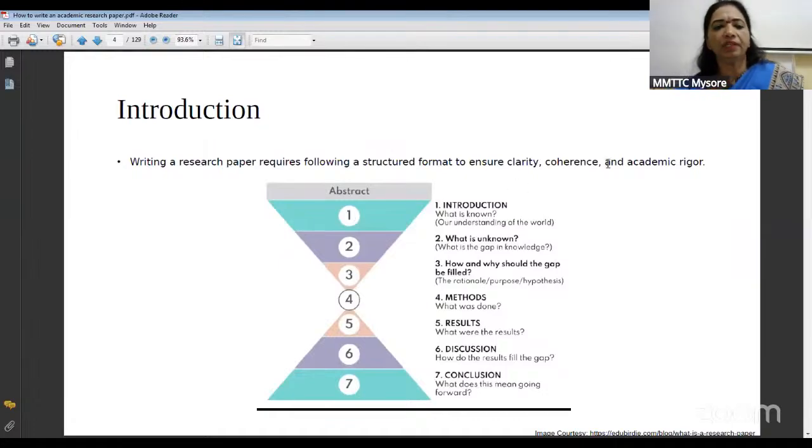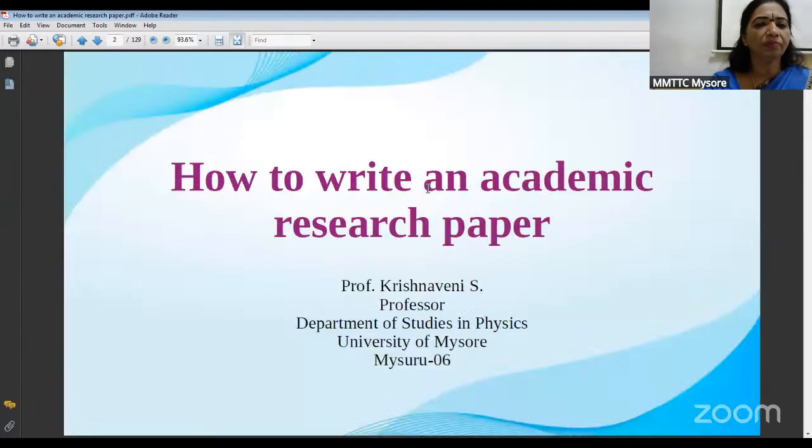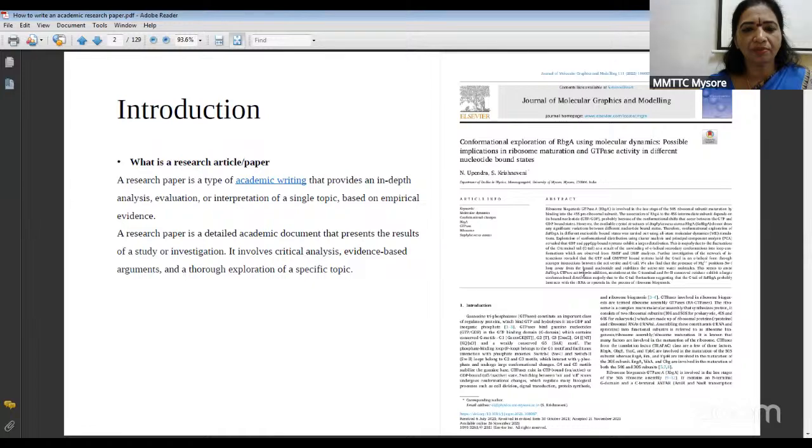So writing a research paper requires some structural format, or some standard format, to write an academic research paper. So what are these things? The first one is the abstract. I showed my paper where you can see this is the abstract, and then it starts with the introduction.